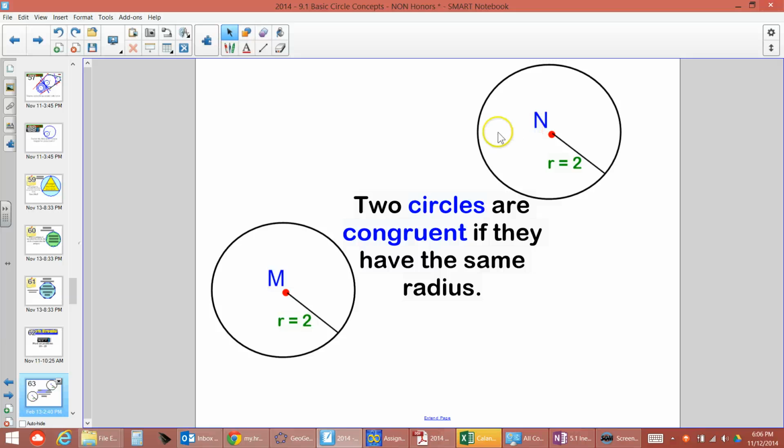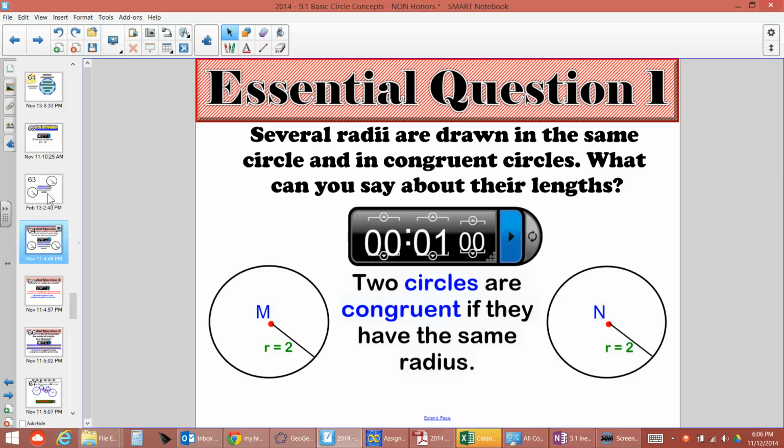Now, this is a biconditional statement. So two circles are congruent if they have the same radius. Also, if two circles have the same radius, then they are congruent. So we're going to use this information on these next couple of questions.